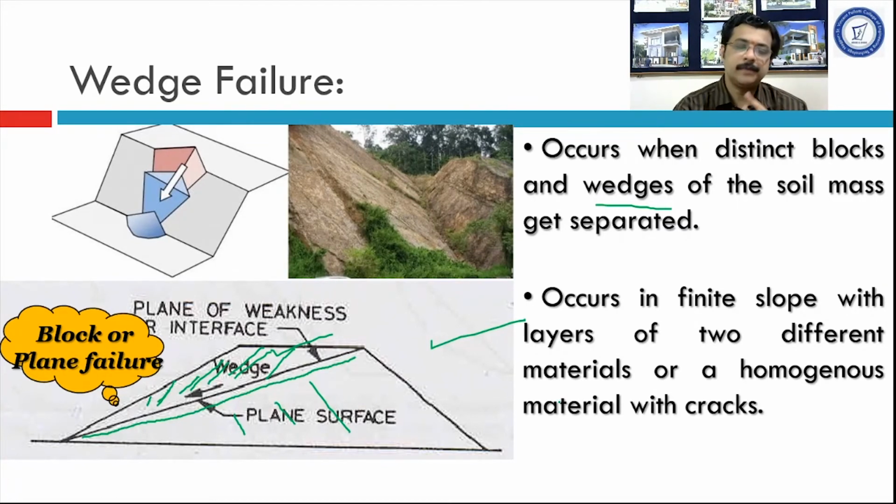The first failure we have seen, it is rotational failure. The second failure we have seen, translational failure. Third failure is combination of these two, compound failure. Fourth failure is wedge failure, and fifth one, as I mentioned in the previous slide, it is miscellaneous failure.